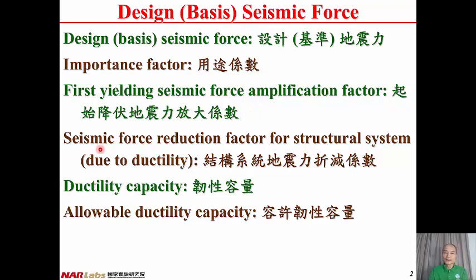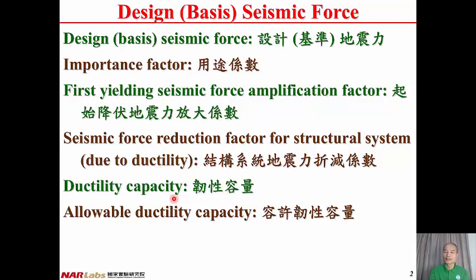The next one, seismic force reduction factor for structural system due to ductility. In Chinese, 结构系统地震力折减系数. If the structure is ductile, the design seismic force can be reduced by this factor. This is called seismic force reduction factor for structural system due to ductility.